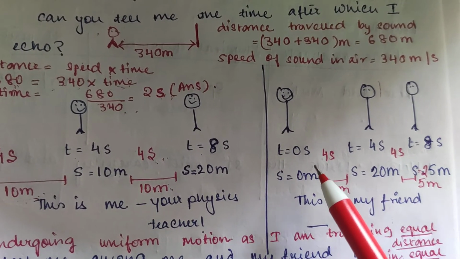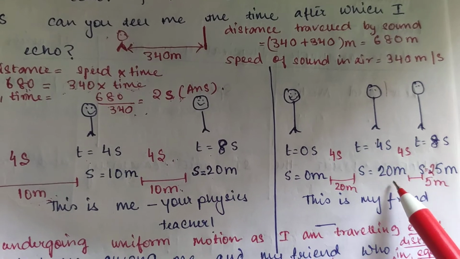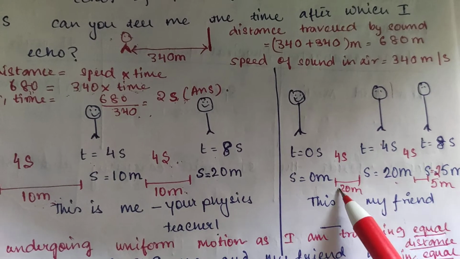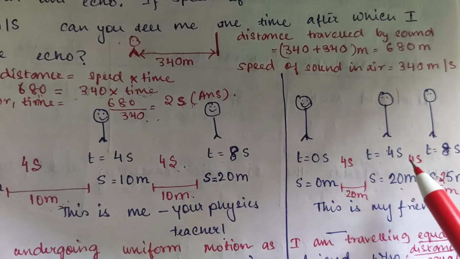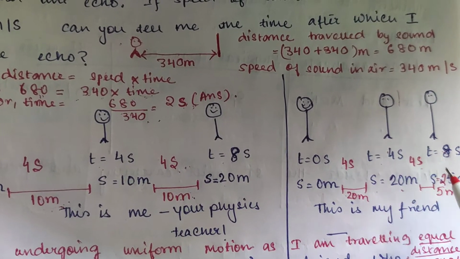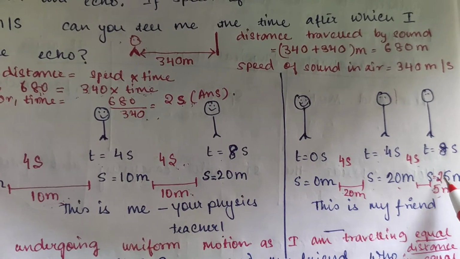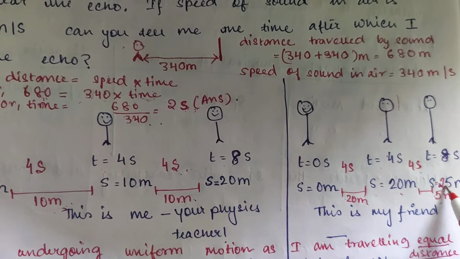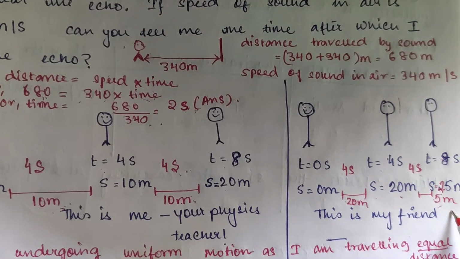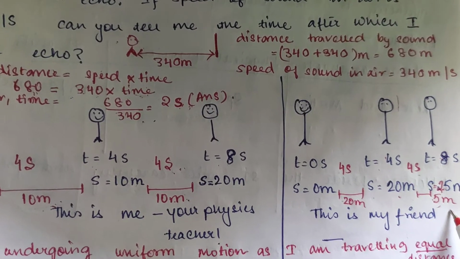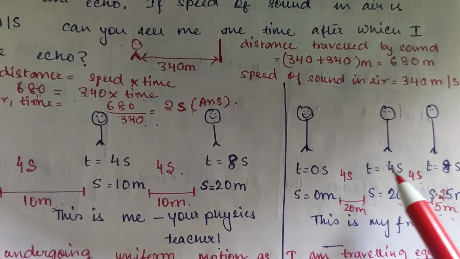She is covering 0 meter at 0 seconds. At 4 seconds she is at 20 meter. That means 20 meter in 4 seconds. In the next 4 seconds, 8 minus 4, 4, she is covering 5 meter more. This will be 25. I have by mistake written 5, so make it 25. So see, is my friend covering equal distances in equal intervals of time?